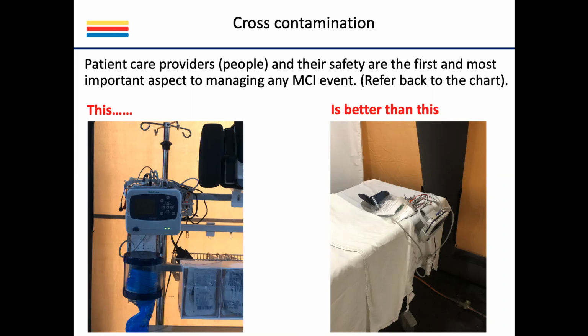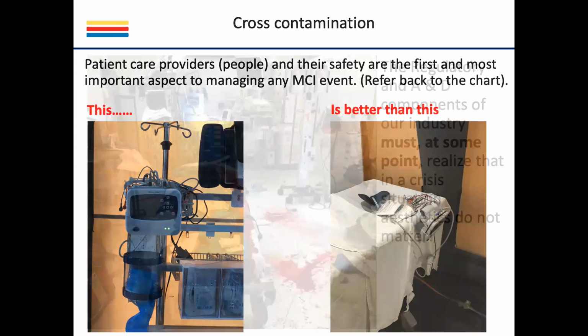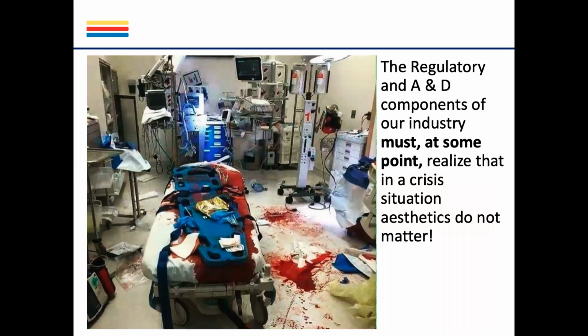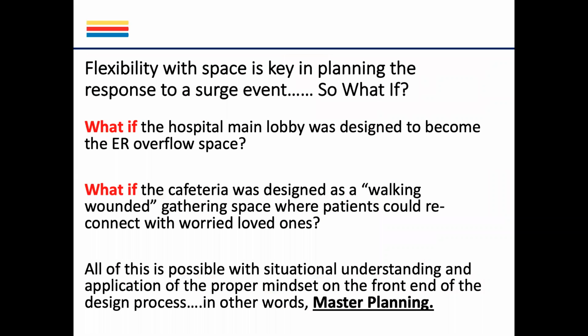So we have to manage the stuff that is a byproduct of patient care as best we can to protect our caregivers. And the regulatory and the A&D components of our industry have to at some point realize that in a crisis situation, aesthetics don't matter. I mean, when you get a patient that's going to need trauma surgery and all the other things, the pretty is no longer as important as the practical. And somewhere we need to find a balance between that coming up the road. Flexibility with space is key in planning the response.